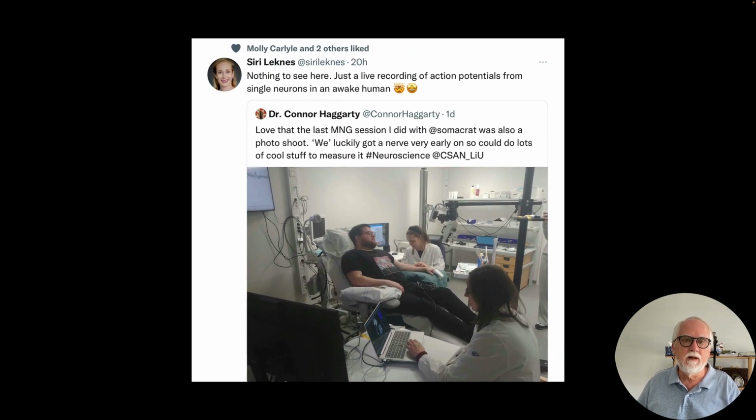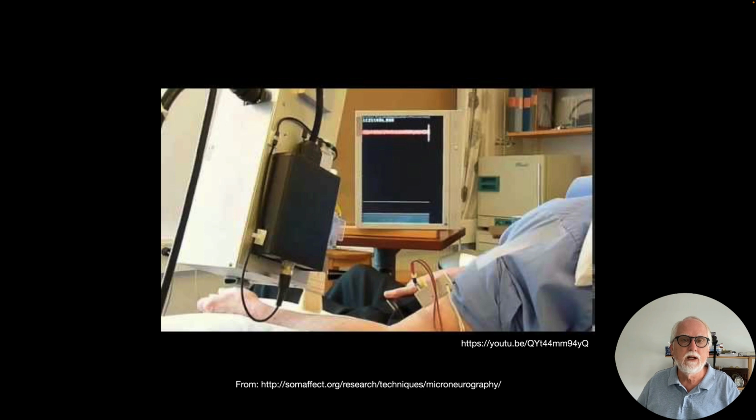Just recently, I saw on Twitter a lab that was doing this. You can see here, she says, "Nothing to see here, just a live recording of action potentials from single neurons in an awake human." And the guy that's sitting there in the chair is actually having his nerve recorded in his arm while he's awake, and everything's fine. He doesn't feel any pain. And then they can present stimuli to him and see how that goes. Now here actually is that lab. They have a little video that I found, and you can watch it here.